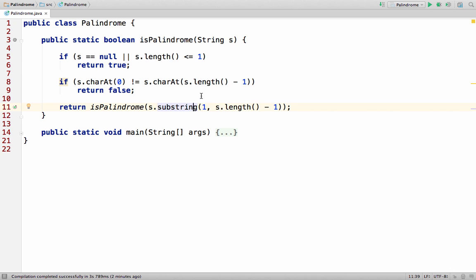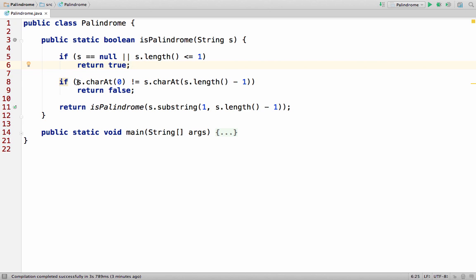And what do we do when we call isPalindrome on a string? We first check whether the string is null or if its length is less than or equal to 1. So if I have just one character in the string, then I should return true. We do have a palindrome.